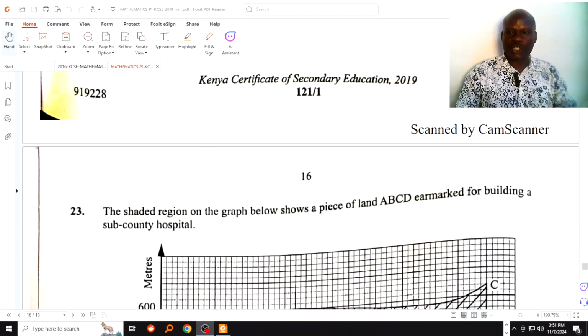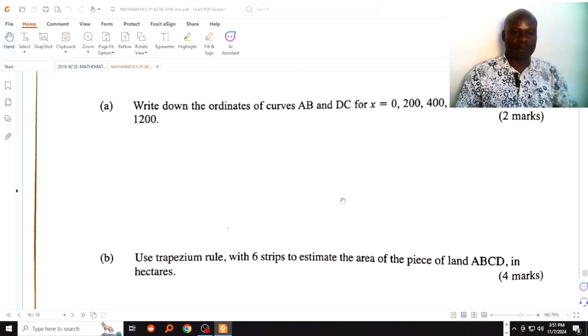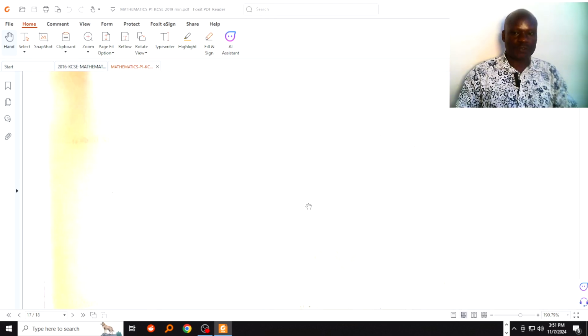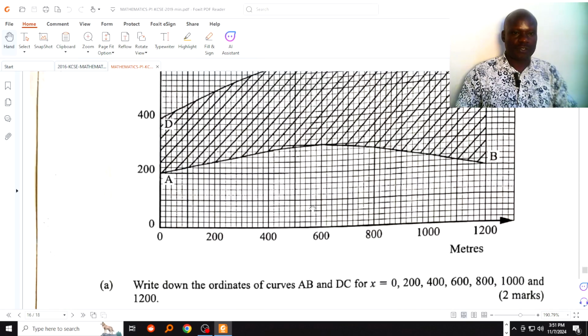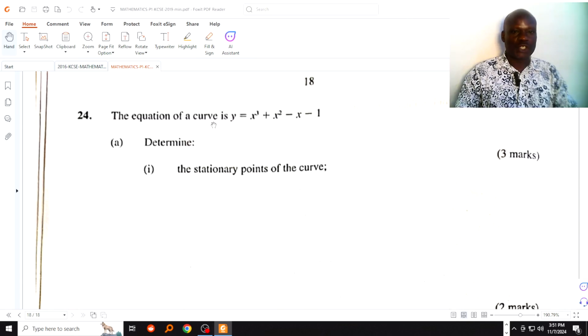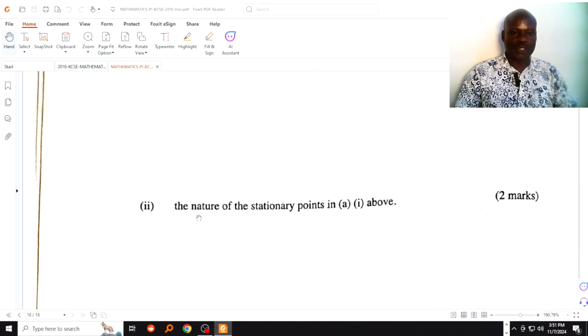So here I consider question 24, from paper 1, Kenya Certificate of Secondary Education 2019. The equation of a curve is y is equal to x cubed plus x squared minus x minus 1. Part A, determine the stationary points of the curve. That's 3 marks. Part A2, the nature of the stationary points in A1 above, 2 marks.